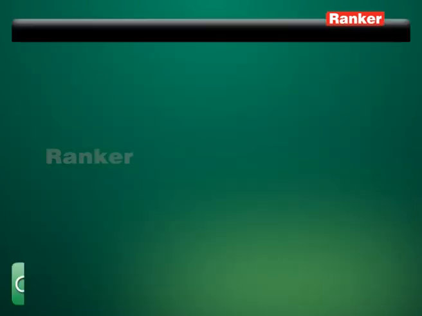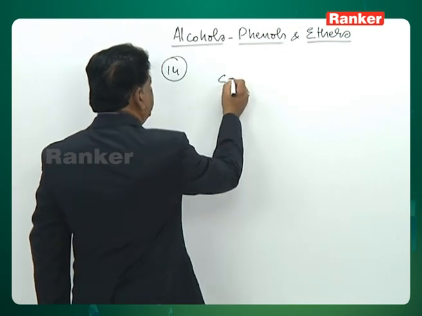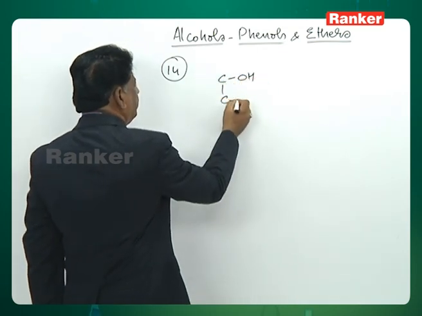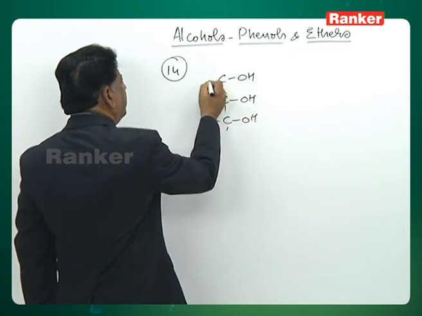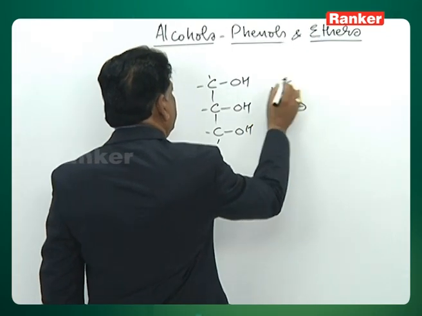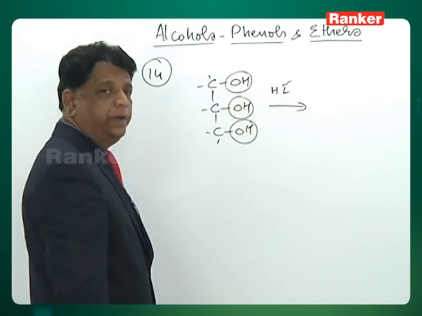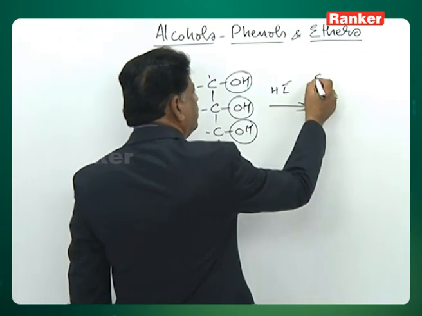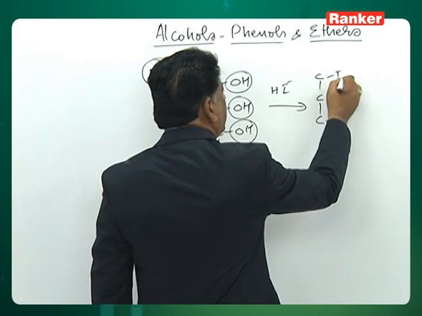The question says that 100% pure isopropyl iodide can be obtained from glycerol by the use of some of the reagents given. Glycerol is nothing but a triol, the 1,2,3-triol. It has the other hydrogens also, but when I treat it with HI, the iodide replaces all the OHs, working first as an iodinating agent. Then all the carbons become iodo, that is, a 1,2,3-triiodo compound will come.